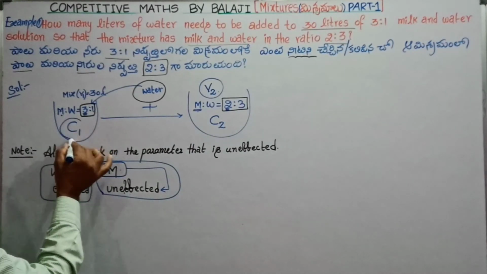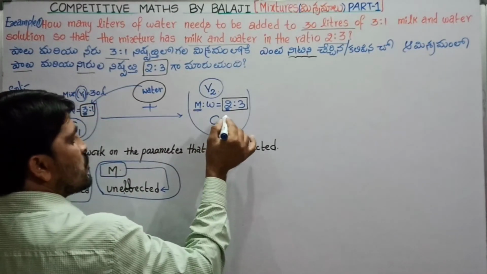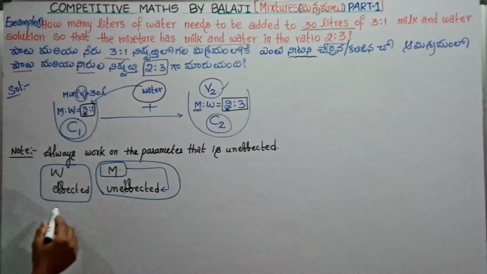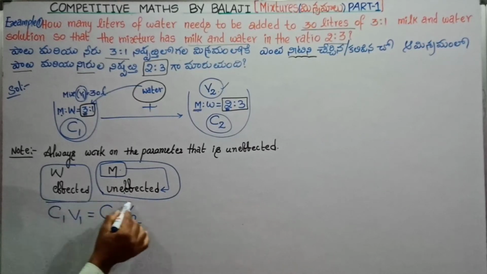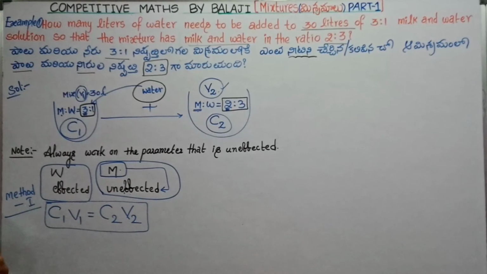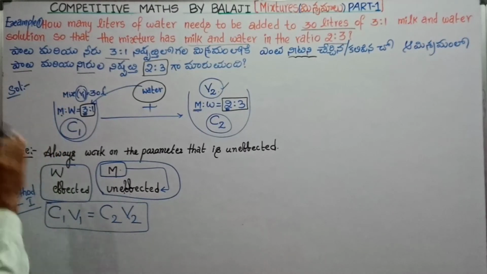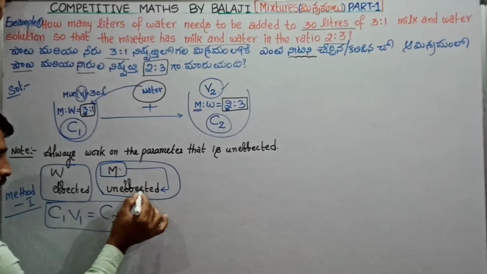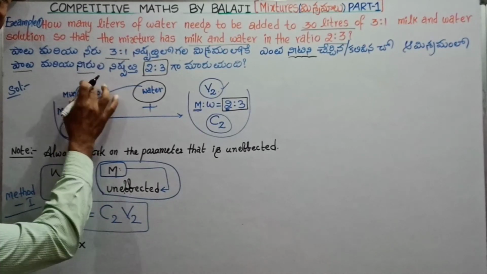And we know that C1 is the concentration of mixture 1 and V1 is the volume of mixture 1. The final mixture concentration is C2 and its volume is V2. So C1 into V1 will be equal to C2 into V2. This is the actual procedure, let us call it method 1. What is the concentration? That is the quantity of milk in the mixture. Yes. Why? Because milk is unaffected. We will work on the unaffected quantity. Out of total 3 plus 1, 4 units of mixture, 3 units are milk, into the volume of the initial mixture, which is 30 liters.